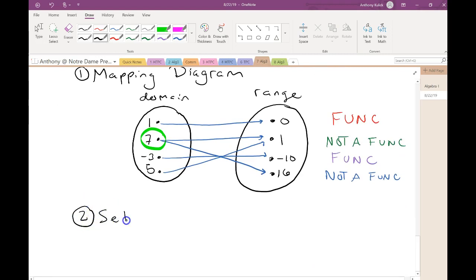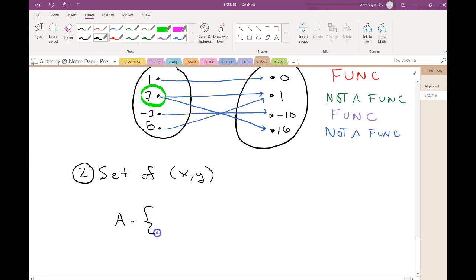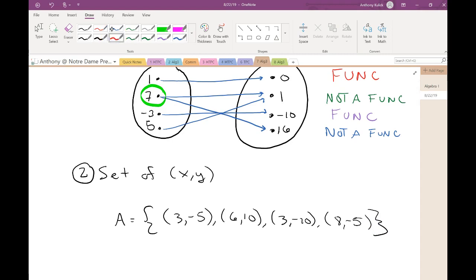Next one we'll look at is a set of ordered pairs. So in this situation, do we need to worry about every element or every member of the domain being used? No, because we're not really told what the domain is anyways, so we can just assume that that part is satisfied. What we still need to check, though, is the exactly one member of the range part. We still need to look there.